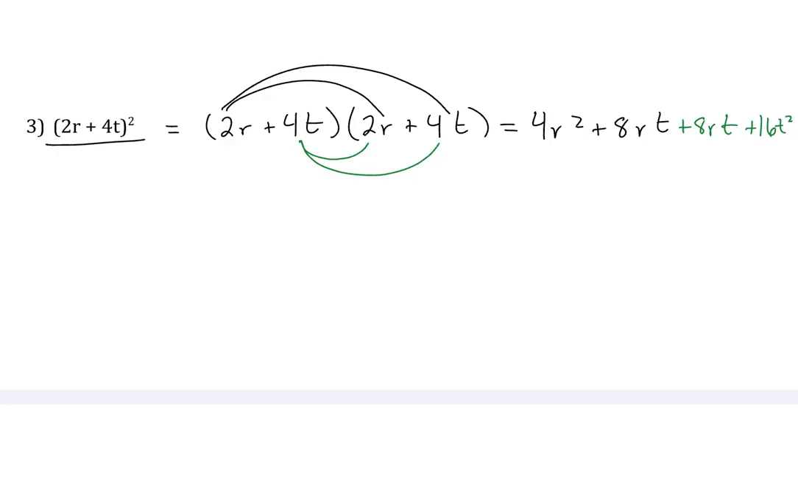So when I simplify this right here, I'm going to get 4r squared plus 16rt plus 16t squared. Boom. Done.